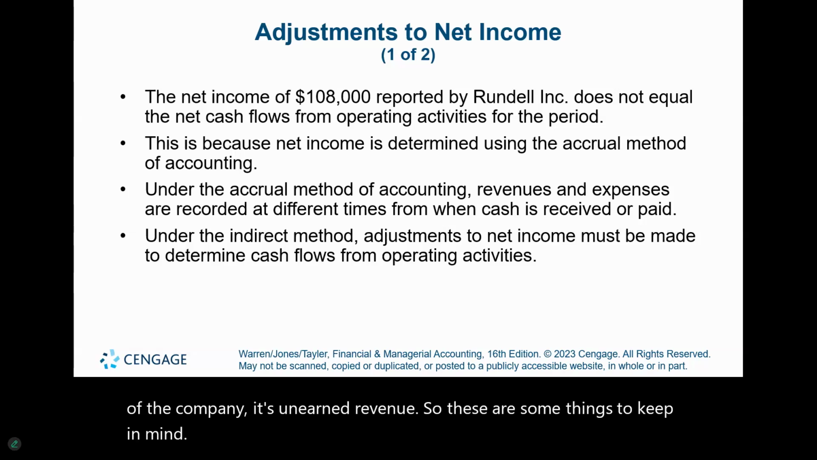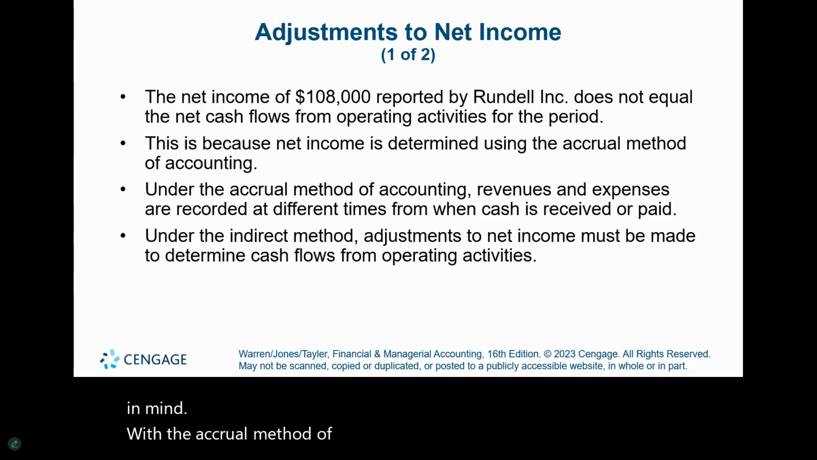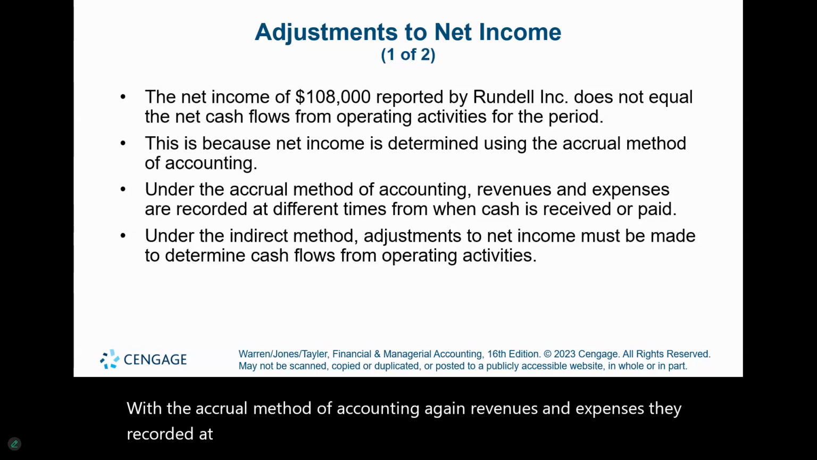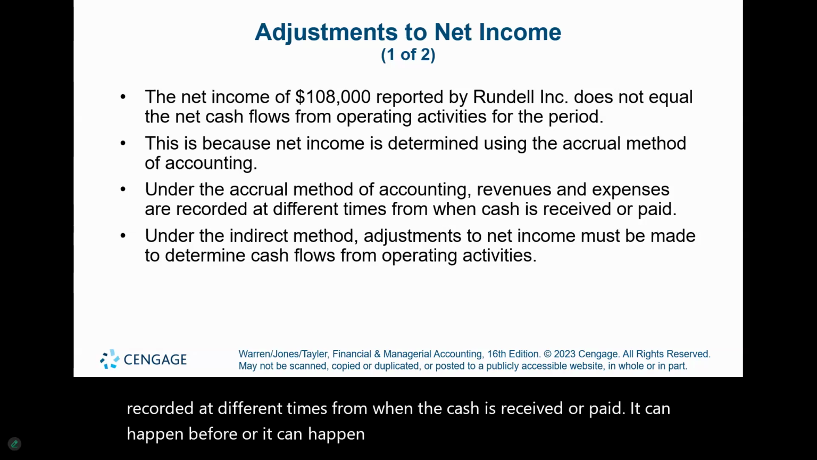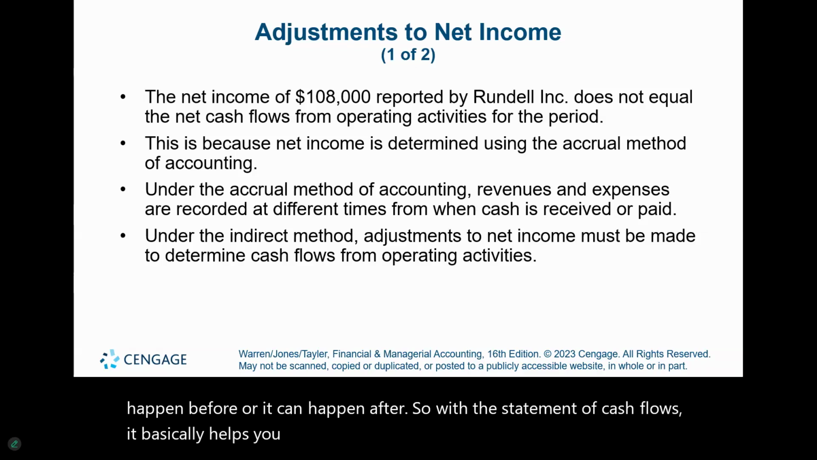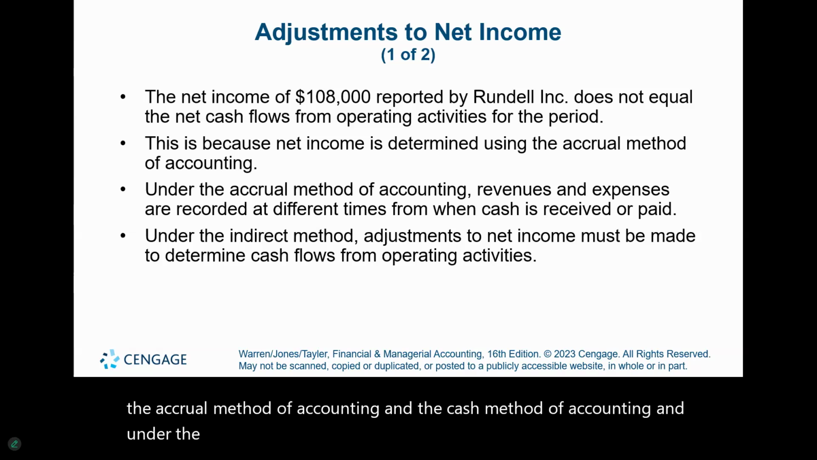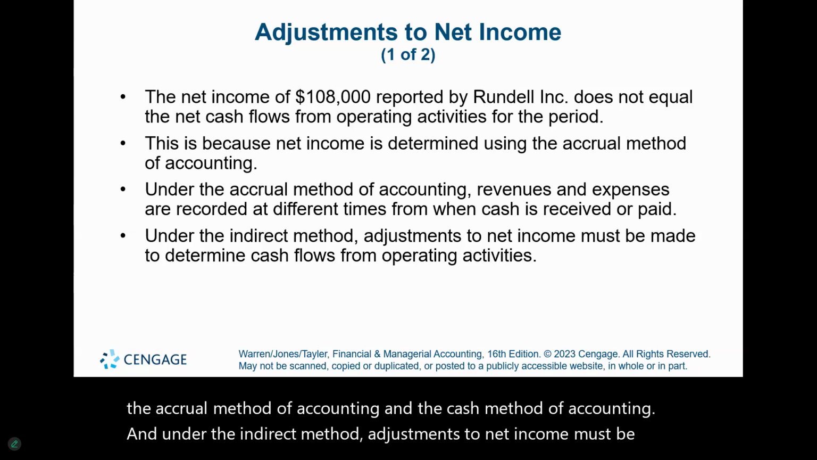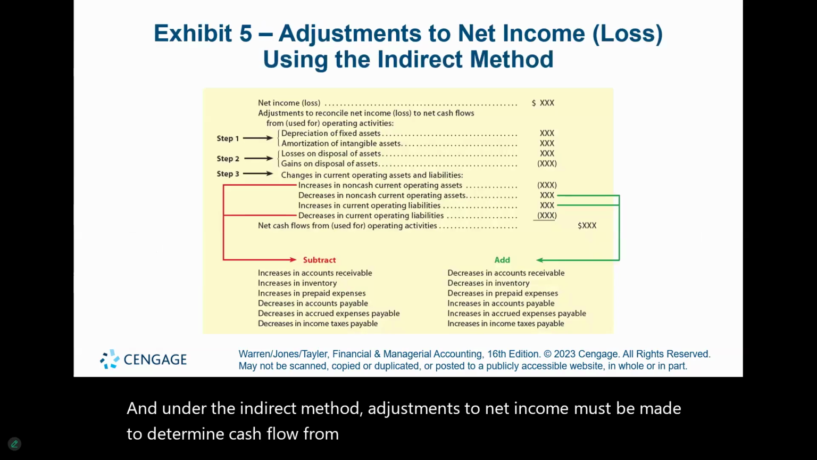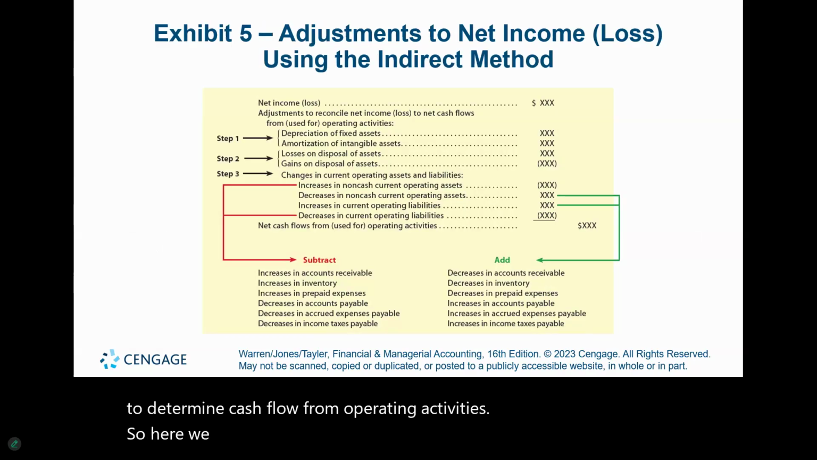So with the accrual method of accounting, again, revenues and expenses are recorded at different times from when the cash is received or paid. It can happen before or it can happen after. So the statement of cash flows basically helps to bridge the gap between the accrual method of accounting and the cash method of accounting. And under the indirect method, adjustments to net income must be made to determine cash flow from operating activities. So here we see this example, some things that increase and some things that decrease.